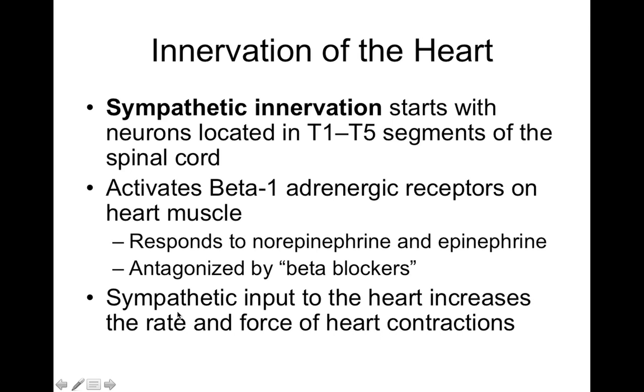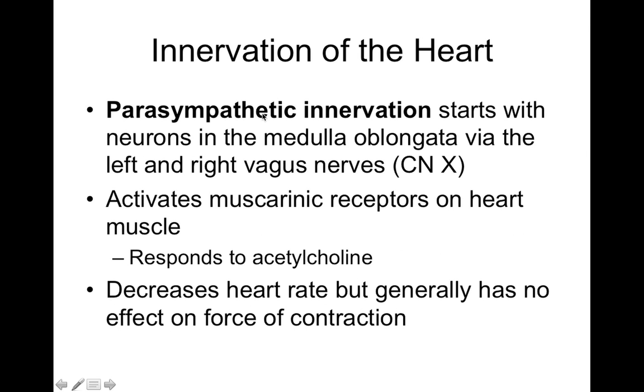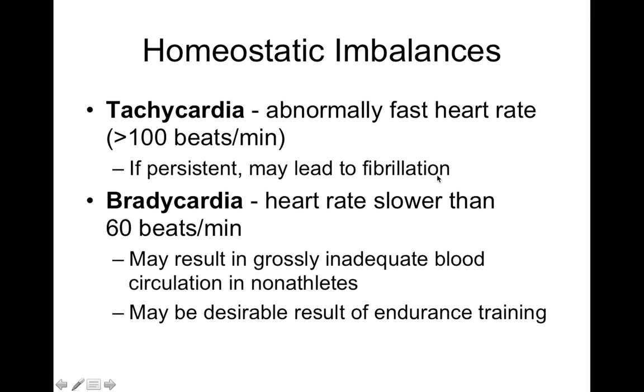Now, we said how sympathetic input helps increase heart rate and the force of contraction. And the parasympathetic nervous system really relates to your cranial nerve number 10, or vagus nerve. It activates the muscarinic receptors in the heart, which are sensitive to acetylcholine, and this can decrease heart rate. So it's kind of interesting. So parasympathetic nervous system innervation comes from the vagus nerve.